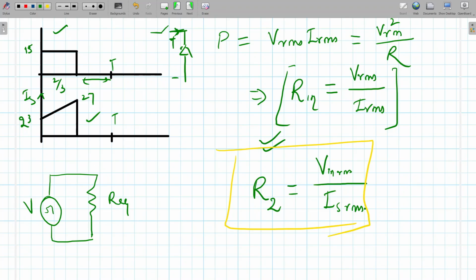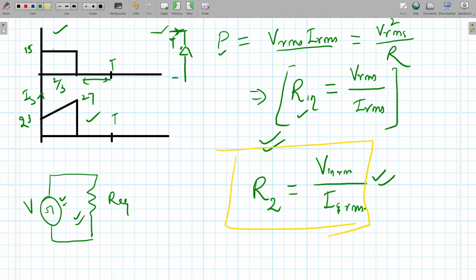Can anyone tell? See, in case of this kind of waveform, what will be the input resistance? P is equal to V RMS into I RMS, which should be equal to V RMS whole square by R if I consider the equivalent circuit. Since this is a variable voltage, the power will be V RMS whole square by R. So the input resistance in this kind of case will be V input RMS divided by I RMS. That RMS value we will take, so if both are variable, we take that case.